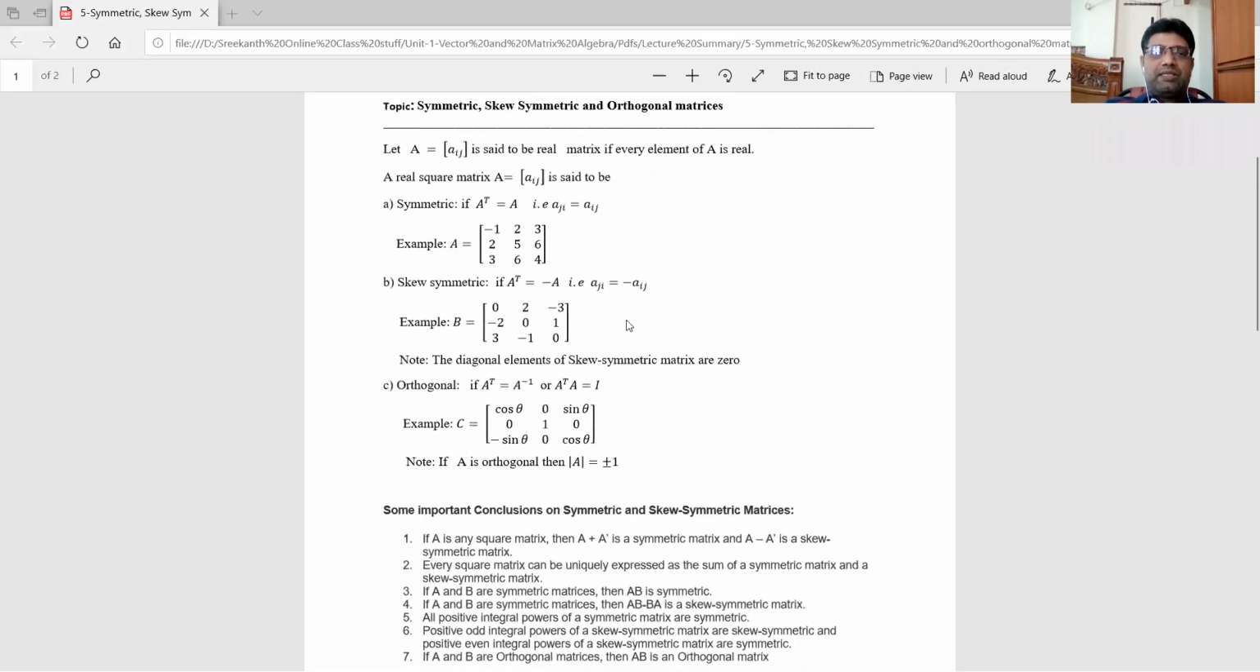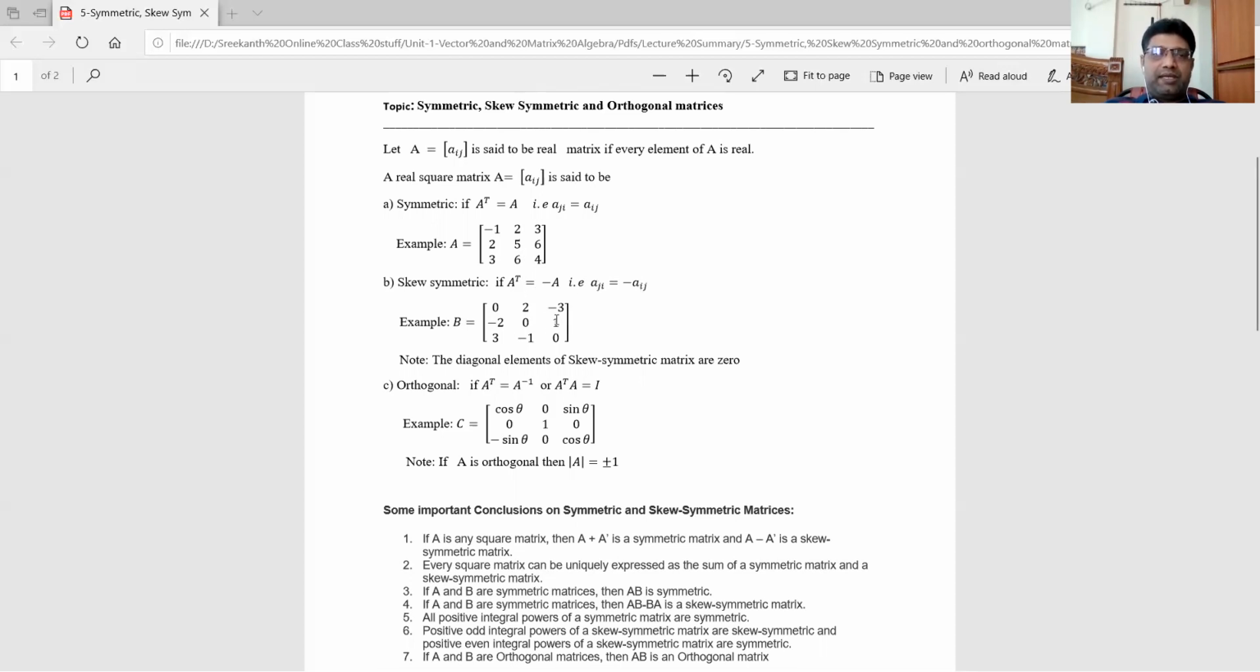Next, we'll see skew symmetric matrix. A real square matrix A is said to be skew symmetric if A transpose equals -A. Here also you have to interchange the rows, but here the matrix you get is minus of the original matrix A. That is Aij equals -Aji, or vice versa, Aji equals -Aij.